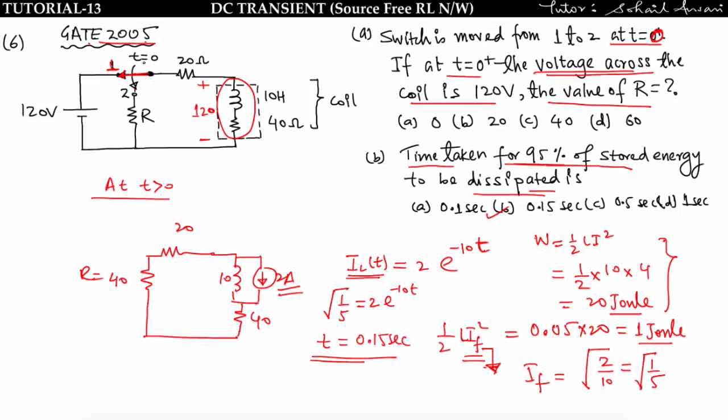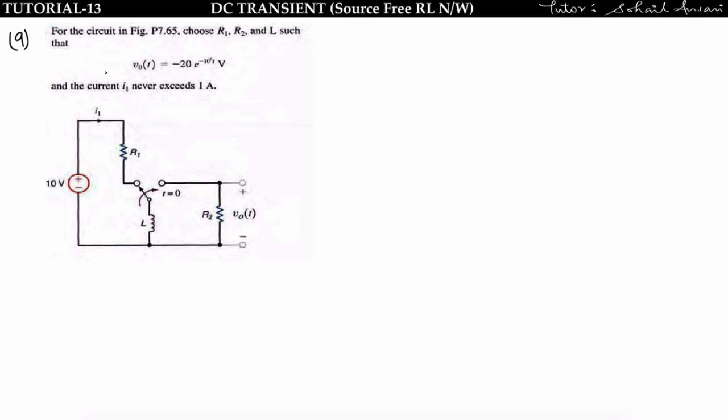This has been asked in GATE 2005 for 4 marks. Now see this circuit. In this circuit, what it is saying is: for the circuit shown in the figure, choose R1, R2 and L such that V0 of t will be this much and the current I1 never exceeds 1 ampere. This I1 current never exceeds 1 ampere, and we have to choose the values of R1, R2, L such that V0 of t must be equal to this much.